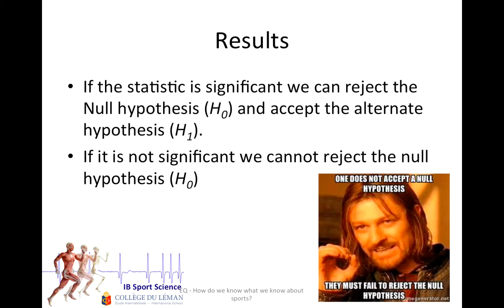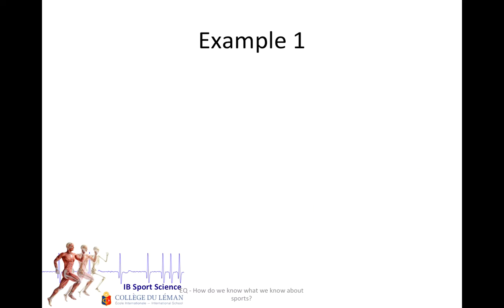If the statistics is significant, we can reject the null hypothesis and accept the alternate hypothesis. If it's not significant, then we cannot reject the null hypothesis. So it has to work this way round. We always assume the null hypothesis is true until it's proved otherwise. So let's go through an example.